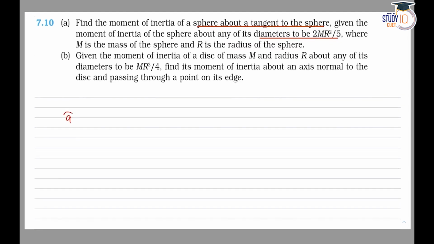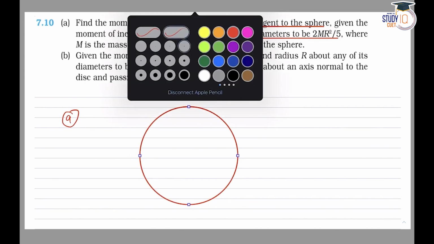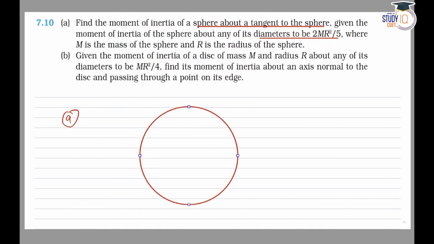So moving to part A, we are supposed to find the moment of inertia of the solid sphere, and the moment of inertia about any diameter is given to us, which is 2 by 5 mr square. This diameter is passing through the center of mass, so we are given the moment of inertia about the center of mass. Now we are supposed to find the moment of inertia about a line which is tangent to the given solid sphere.